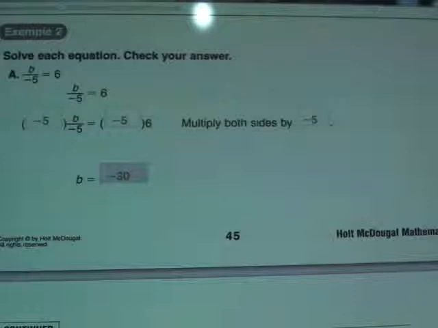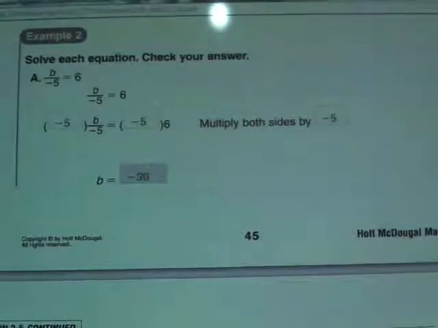All right, here's question number 2. b divided by negative 5 equals 6. So we've switched away from the adding and subtracting. Now here we are at multiplying and dividing, but that doesn't change a lot. We're still doing the opposite. We're still going to keep that variable on the left. We're still going to keep those numbers to the right.